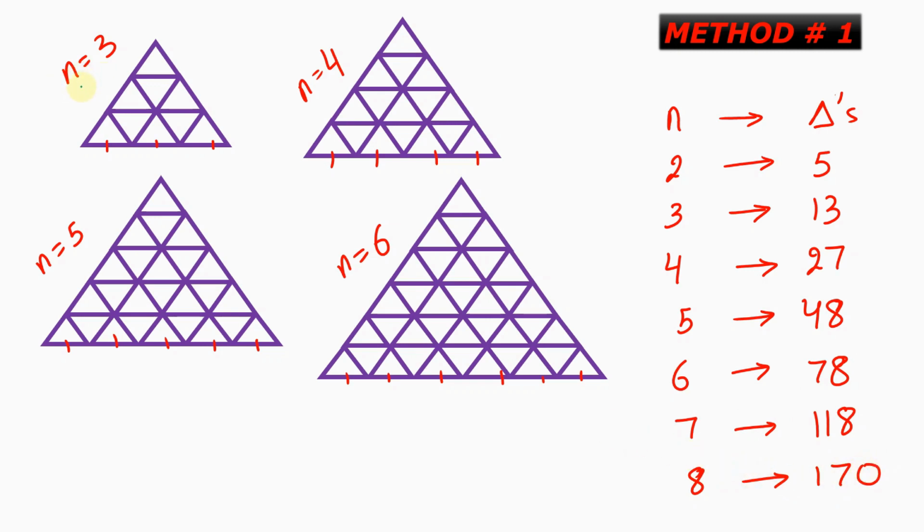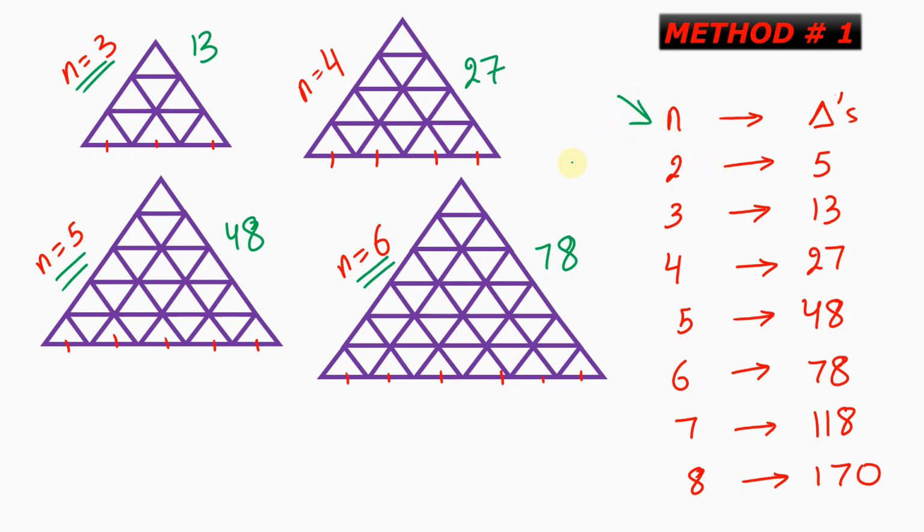Now over here n equals 3, so the number of triangles will be 13. Here n equals 4, so the number of triangles will be 27. For this diagram n equals 5, and hence the number of triangles will be 48. Here n equals 6, and hence the number of triangles will be 78. But this method is all about remembering this table.